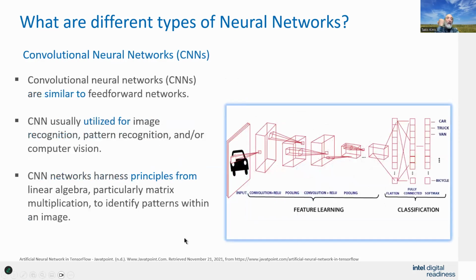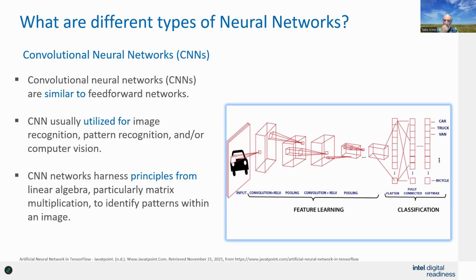Interesting. Then we have what we call convolution neural networks, kind of like feed forward networks, right? These are, it says, utilized for image recognition, pattern recognition, and computer vision. So it's used in all those areas. They use the principles from linear algebra, particularly matrix multiplication, to identify patterns within an image. And I think that's pretty interesting.